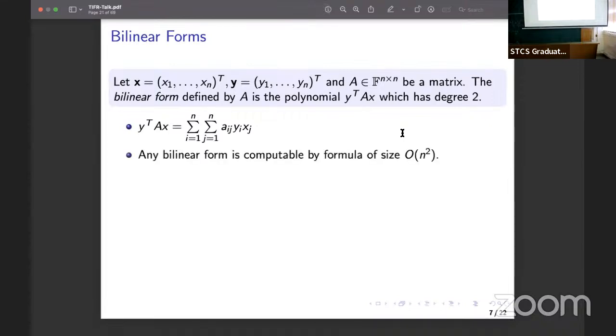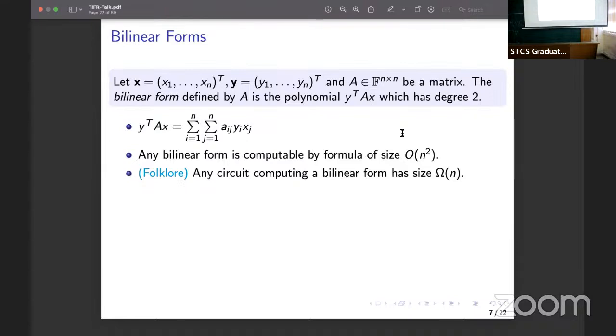Any bilinear form, if you open this out and draw a circuit computing it, you can see that this is actually a tree and it has size order n square. So the best lower bound we know is that any circuit computing a bilinear form must have size omega n. There are 2n variables, so you must use all the variables.